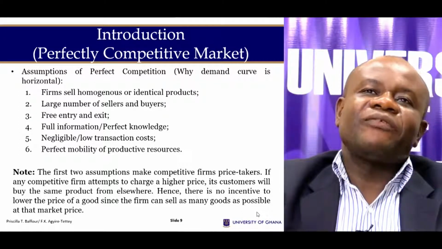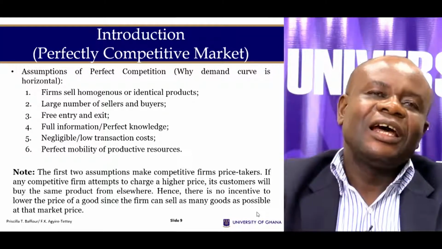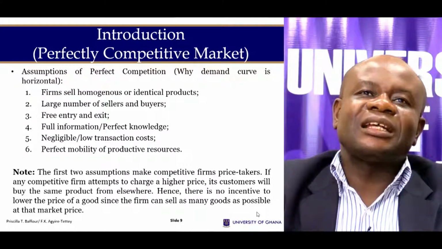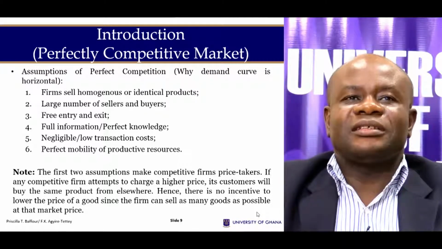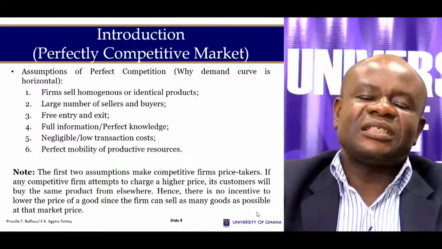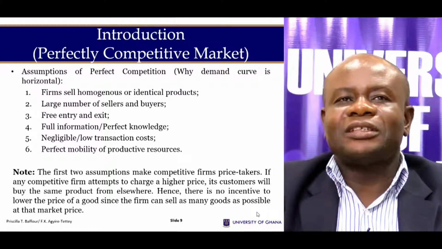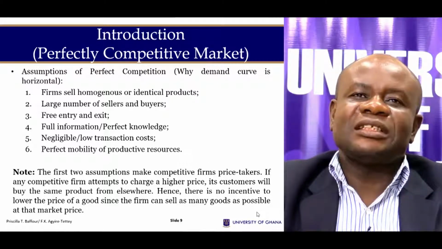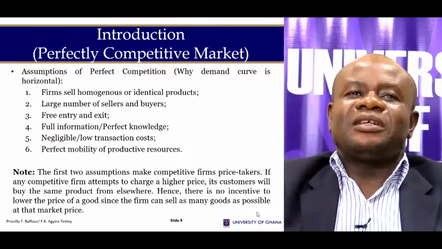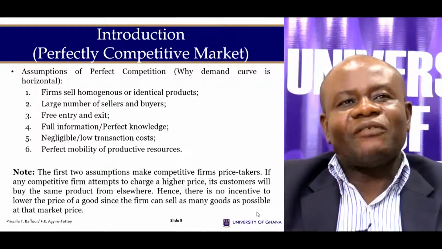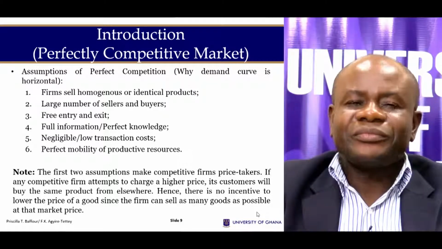As you know by now, in economics, when we want to build models, we need to make assumptions. So here there are some assumptions underlying perfectly competitive markets. One is that the firms in this market sell homogeneous, or identical, products. Homogeneous in the sense that firm A's product cannot be distinguished from that of firm B. The branding and everything of that commodity happens to be the same across all firms.